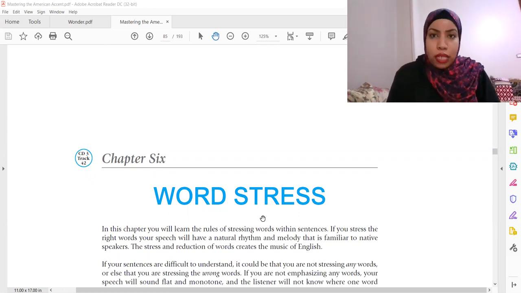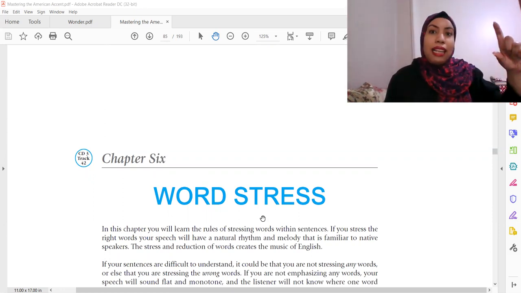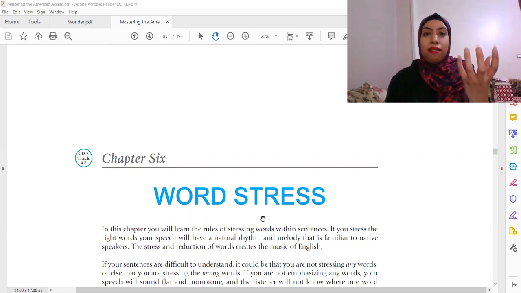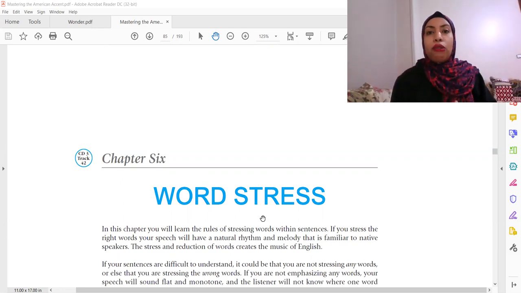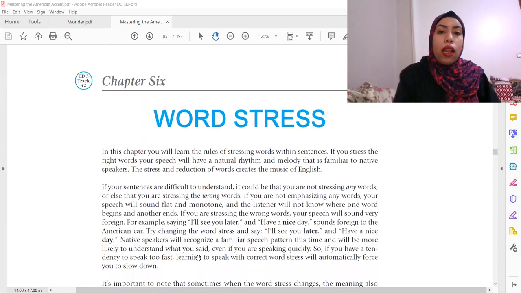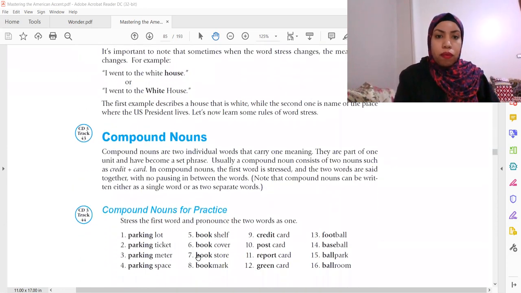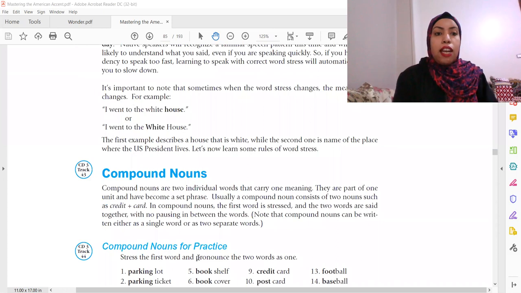So today we're going to talk about word stress. We're not stressing a part of the word; we're stressing a whole word, in something called a compound noun. So what is a compound noun? Let's read: a compound noun, it is a com... so compound nouns are two individual words that carry one meaning. What does that mean?